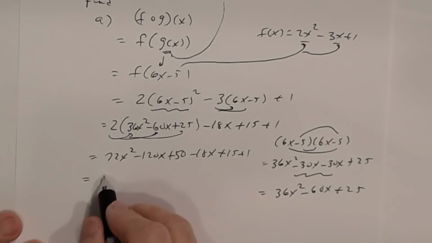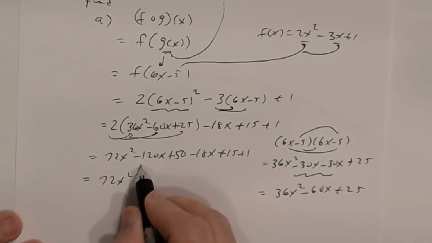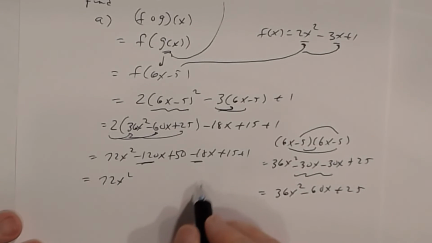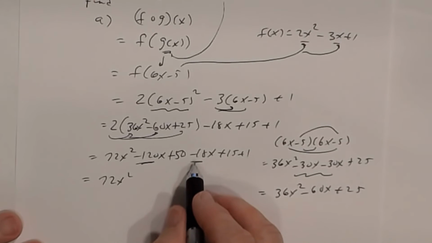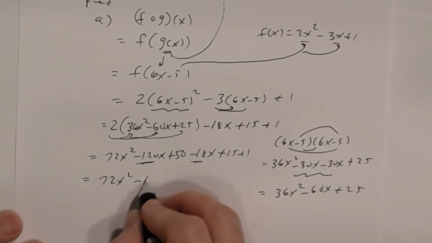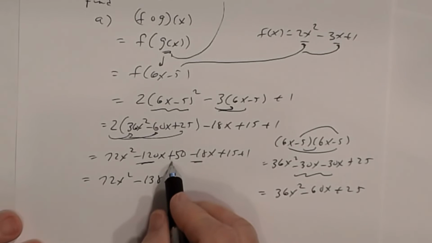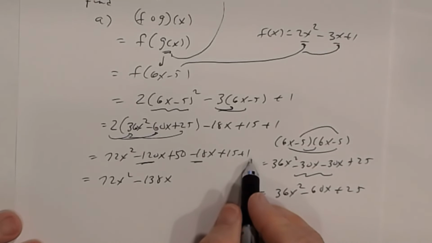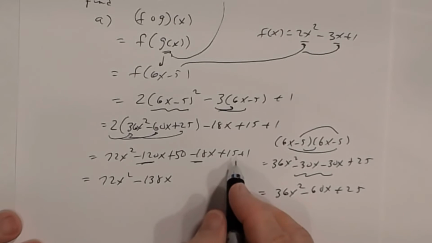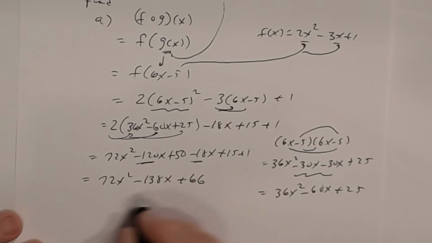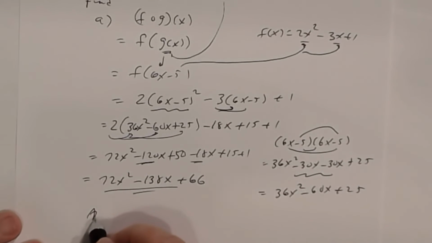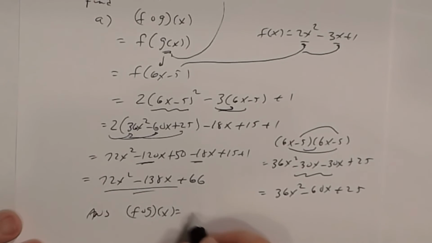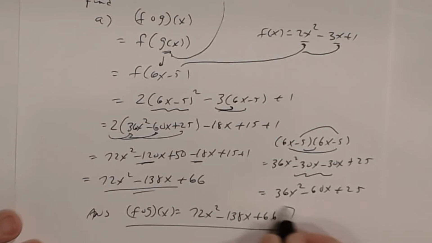Combining like terms, I get 72x squared. Negative 120x and a negative 18x is a negative 138x. 50 plus 15 plus 1 is 66. And so that's the answer for this one. So the answer, f composed with g at x, is 72x squared minus 138x plus 66.